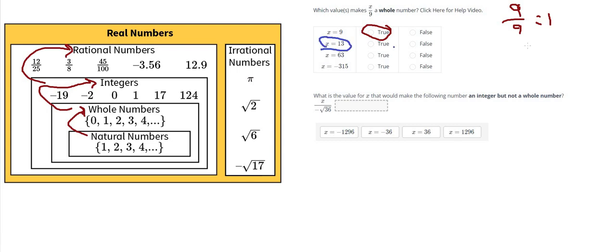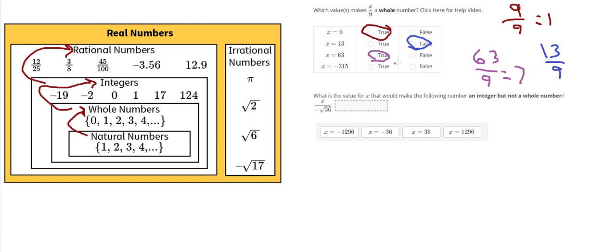If we put 13 in, then 13 over 9, 13 divided by 9, you're going to get some weird little decimal on your calculator. I got about 1.4444. It's rational, but it's not a whole number, so that would be false. If we put 63 in, we would have 63 over 9, which is 7, and that would make this true.